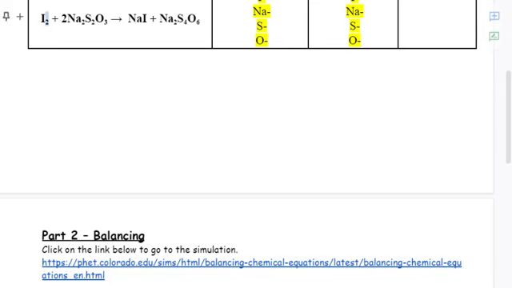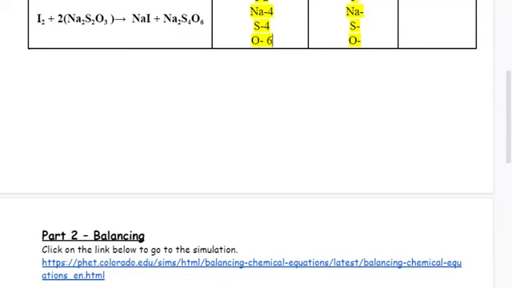So now I'm going to count. I have 2 on the I, so I'm going to put a 2 there. I have a 2 in front of all of this business. So that means 2 Na2S, 2 S2, and 2 O3. I'm going to do 2 times the subscript, which is the easiest way to do this. So 2 times 2 makes 4. 2 times 2 makes 4 again. And 2 times 3 makes 6.